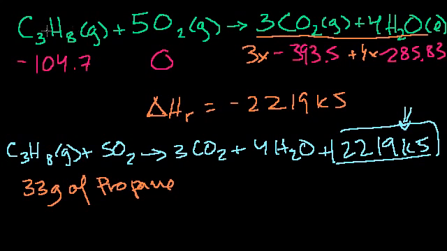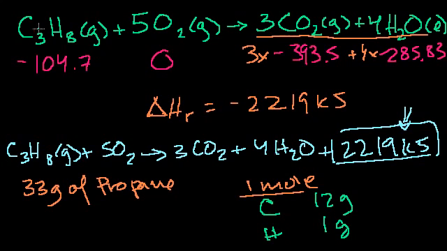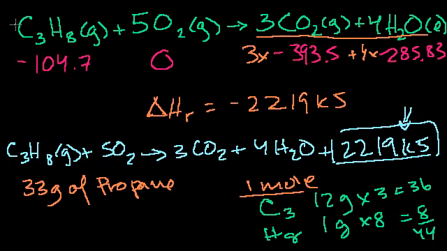1 mole of carbon weighs 12 grams. 1 mole of hydrogen weighs 1 gram. So 1 mole of propane is going to be 3 times 12, because we have 3 carbons there, and 8 hydrogens, so times 8. So it's going to be equal to 36 plus 8. So it's going to be 44. So this is going to be 44 grams per mole. Right? Let me write that down, 44 grams per mole.